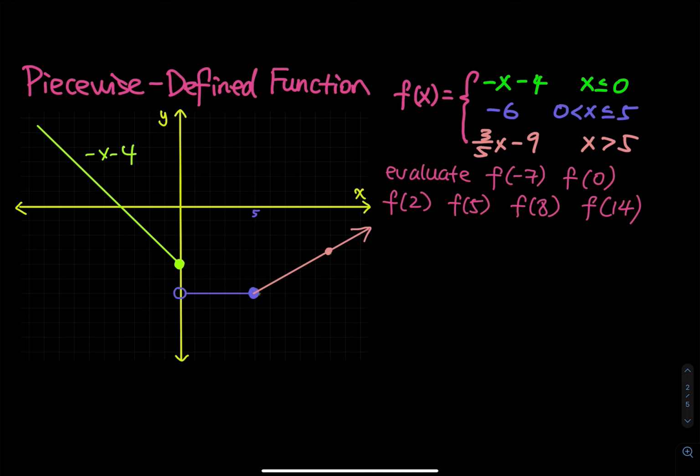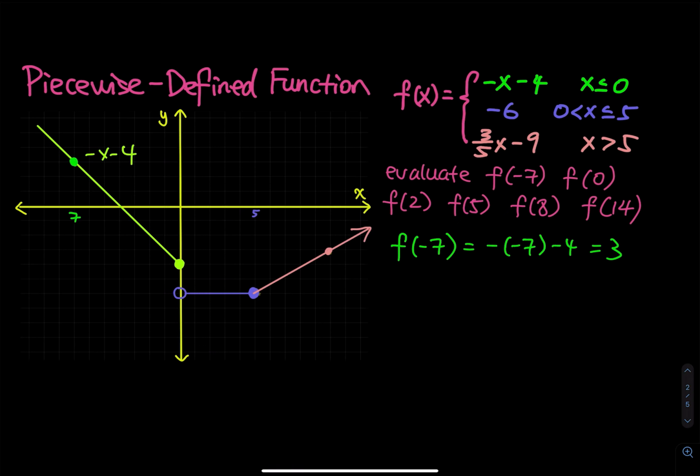Now let's do some evaluation. Okay, so the first one is f of negative 7. For f of negative 7, so when x is equal to negative 7, which piece should I use? First, second, or third? Negative 7 is less than or equal to 0, then we use the first piece. So f of negative 7 is equal to negative (negative 7) minus 4. 7 minus 4 is equal to 3. So when x is equal to negative 7, y is equal to 3. So therefore, we have a point right over there.